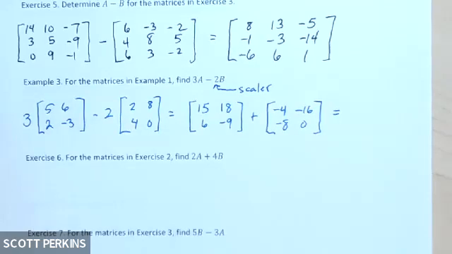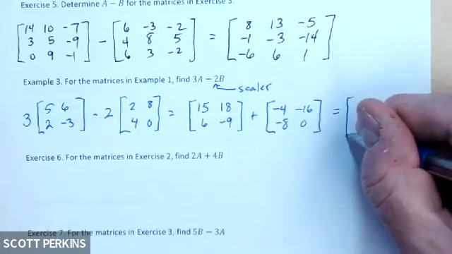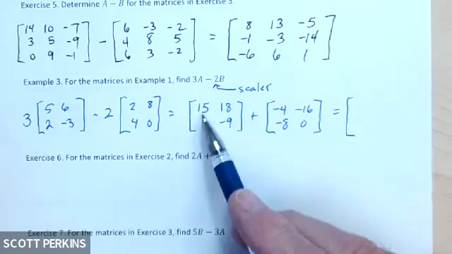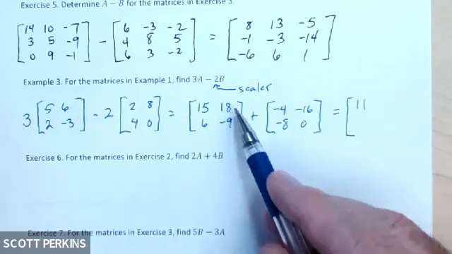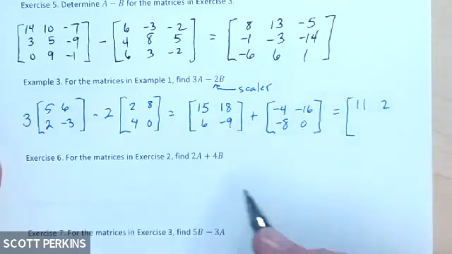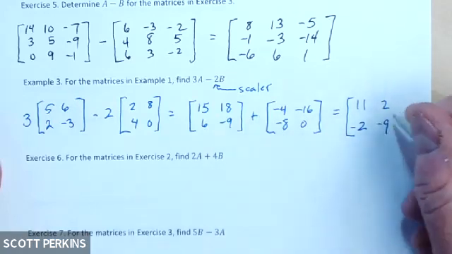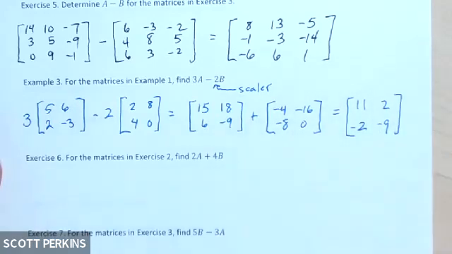Okay, now it's just adding. No one's made a peep about adding. I'm hoping that that's very obvious. 15 plus negative 4 is 11. 18 plus negative 16 is 2. 6 plus negative 8 is negative 2. Negative 9 plus 0 is negative 9. And there's my answer matrix.